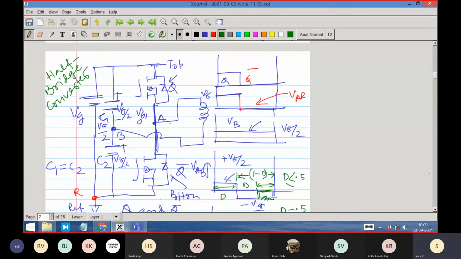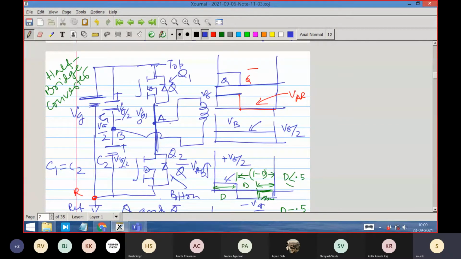So in the last class we were talking about the half bridge converter. Let's again see what the structure of the half bridge converter is. This is the supply, and two switches are connected, one on the top and one on the bottom, across the supply voltage Vg. These two switches, let's name them Q1 and Q2. One is on the top and one is on the bottom.